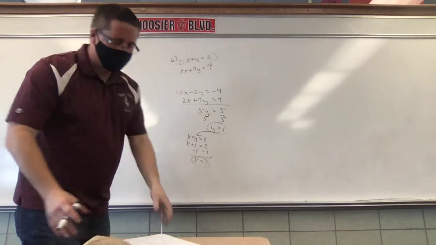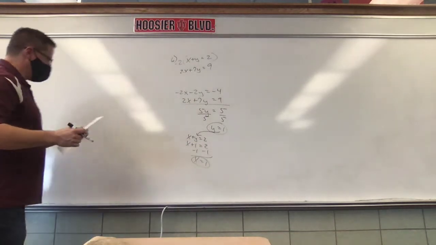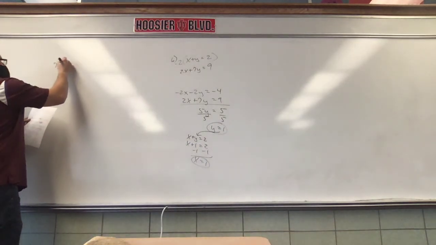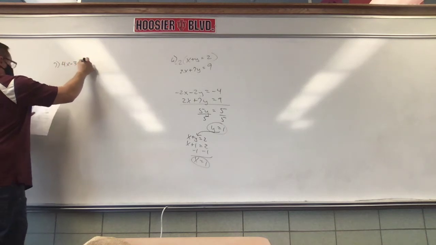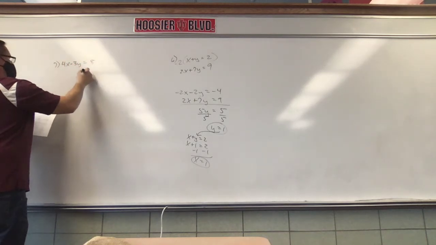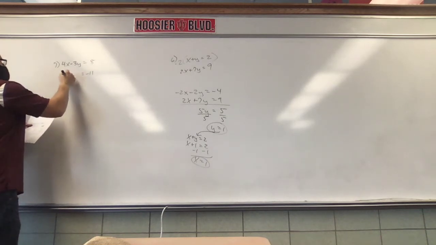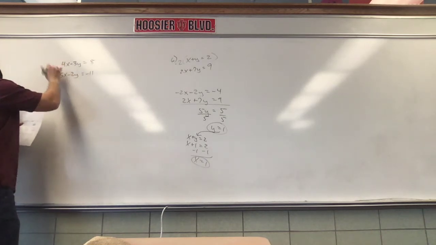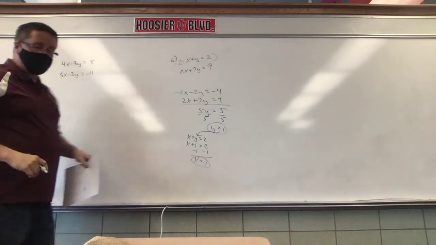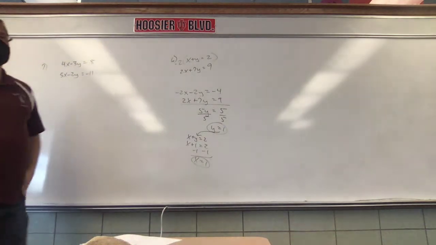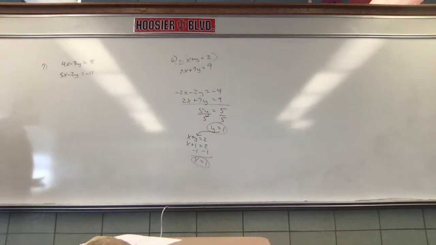Okay, number 7. All right, so we have 4x minus 3y equals -11, and 5x minus 2y equals 8. Okay, so you want to add them up right now? Nothing's going to cancel. You could. It wouldn't hurt, but it wouldn't help either. Okay. We need to get rid of the x or the y. It doesn't matter. Okay. I'm going to get rid of the x's.